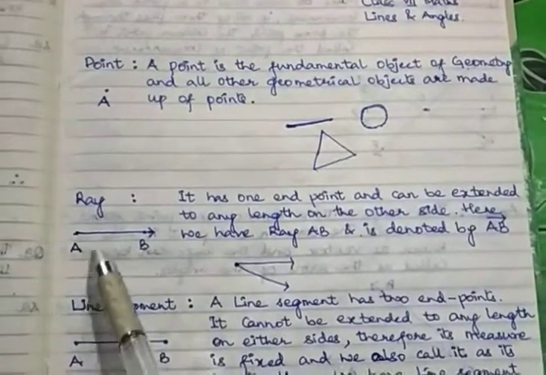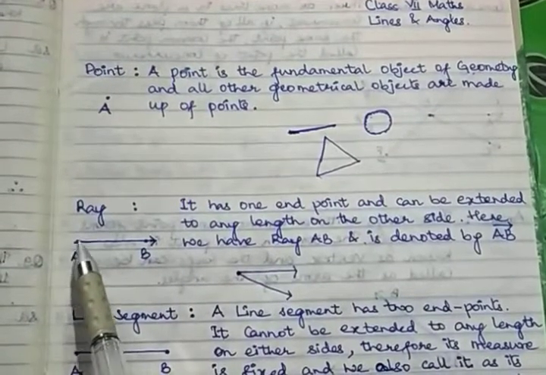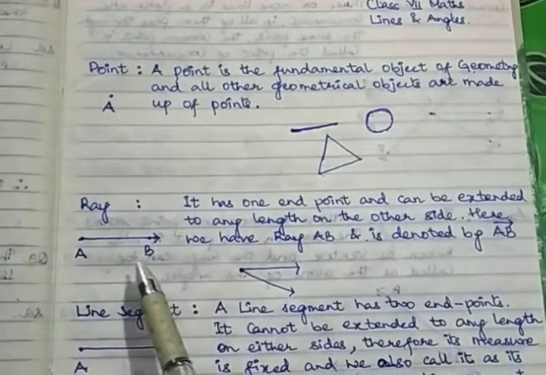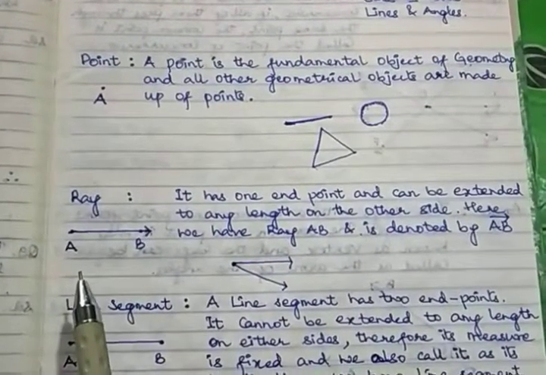So simple. What you need to know from this definition is that a ray has one end point and can be extended to any length on the other side. Remember, it has one end point and can be extended to any length on the other side. That is what you need to know.